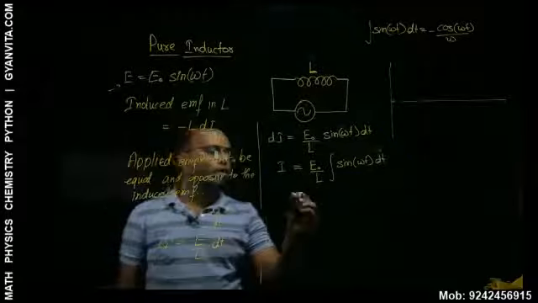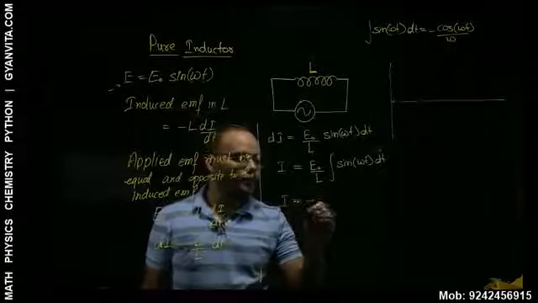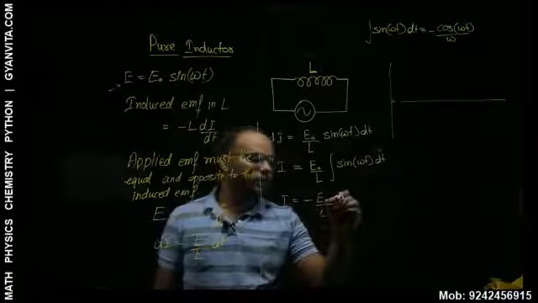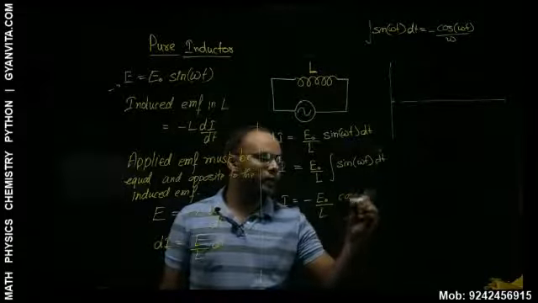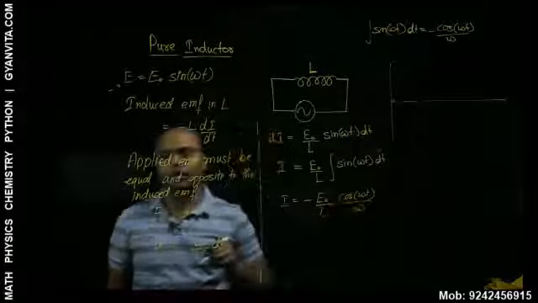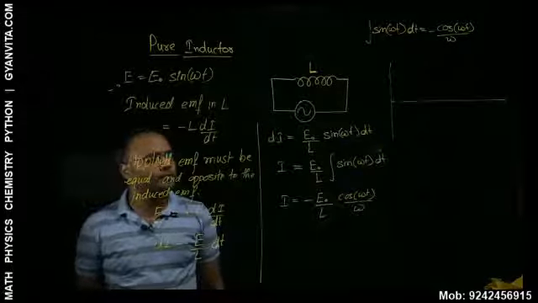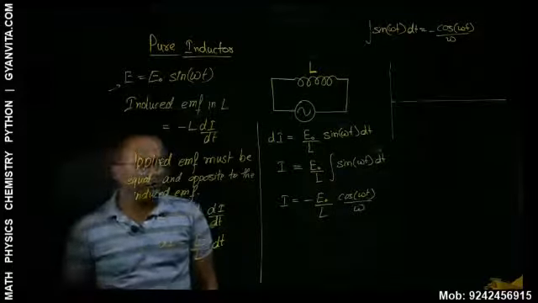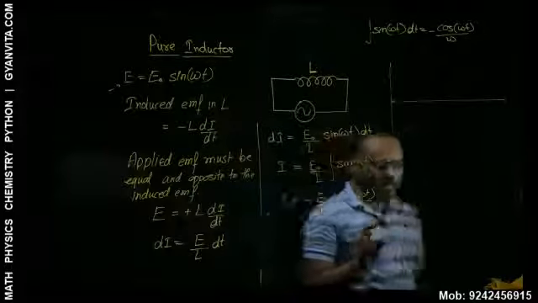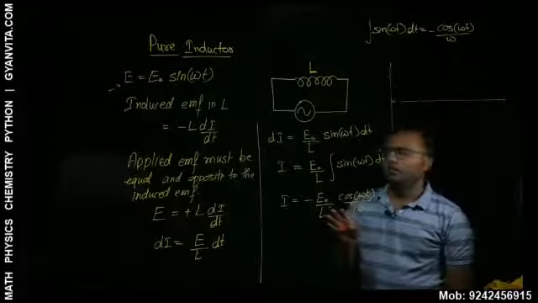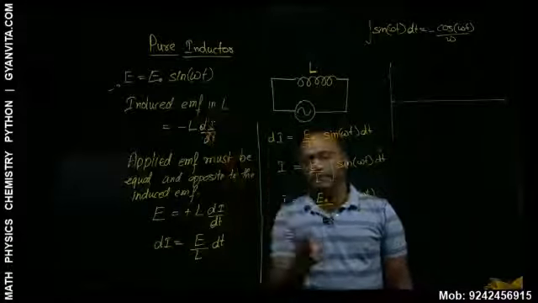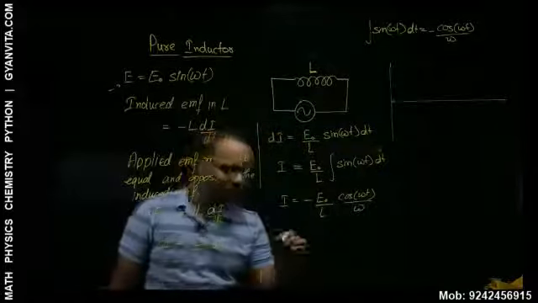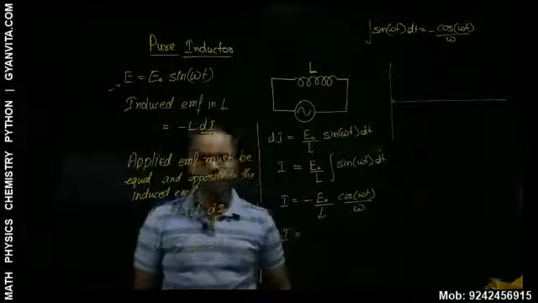So what will I write here? I is equal to minus E naught by L cos omega t divided by omega. This is the expression for current, right? Now you have to relate this I and E, to see if there is any relation between them or not. So first I'll write it in a simplified form.